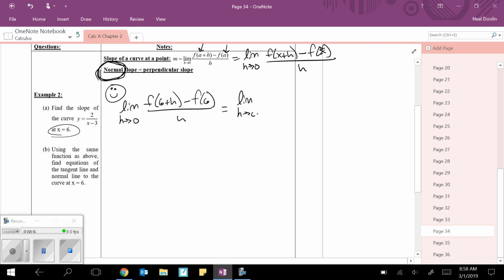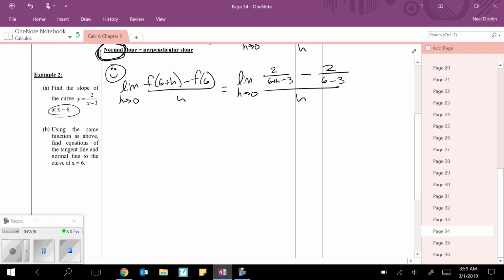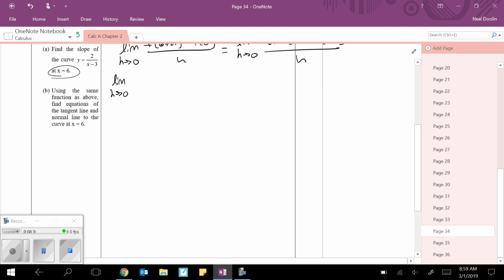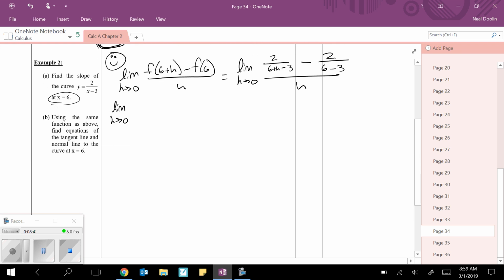And then let's go ahead and substitute this stuff into the function. So 2 over 6 plus h minus 3 minus 2 over 6 minus 3, all divided by h. Okay, this could get fun. Let's see. We can at least reduce this second one here. You should be really nervous when I give you a whole page for a problem, by the way. Well, maybe not really nervous, but no, it's going to take a while.